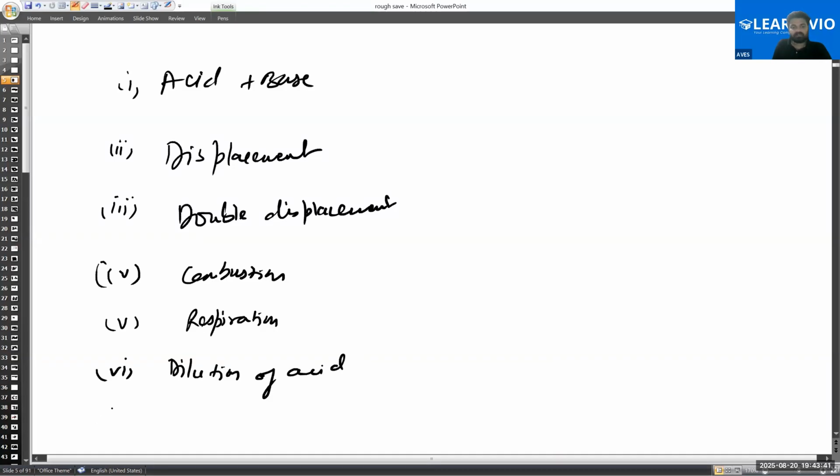Next we have dilution. After dilution of acids we have evaporation. Is evaporation an exothermic process or endothermic process? Endothermic. Yes, it is endothermic because it takes heat, meaning a liquid takes heat when it is converted. Okay, so this is the type of reaction that we usually have.